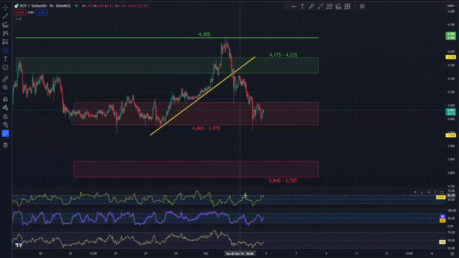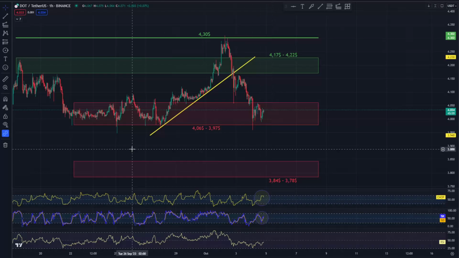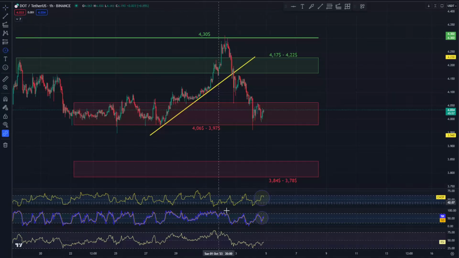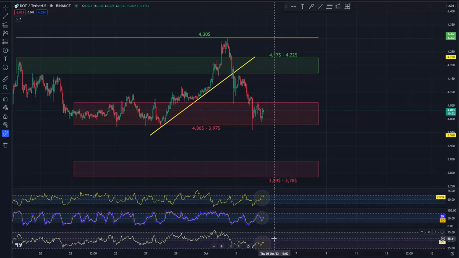Please look at the CHOP index, which indicates that there is a lot of energy for the upcoming move. The stock indicator shows that there is room for the price to go a little higher. Similarly, on the RSI indicator, we are moving in the lower part, which may result in a rebound.